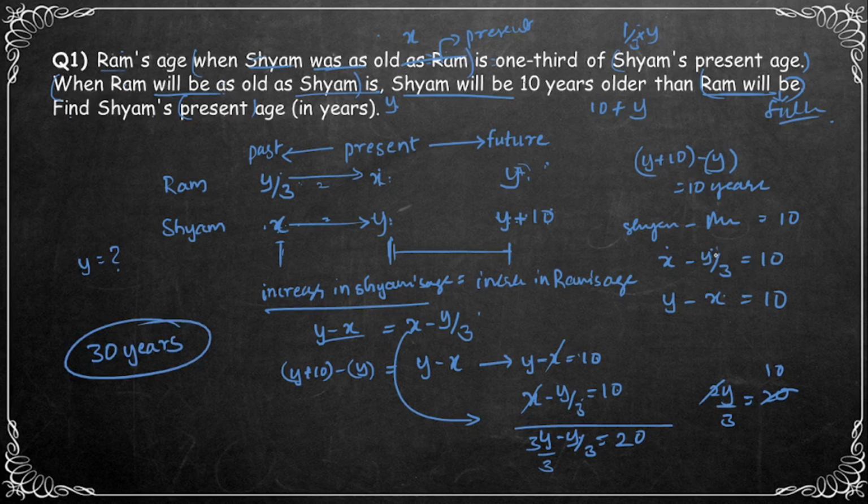Even for the first approach, it should be the same. If we add these two, we will get y minus y by 3, 2y by 3 is equal to 10 plus 10, 20. So the answer is 30 years.